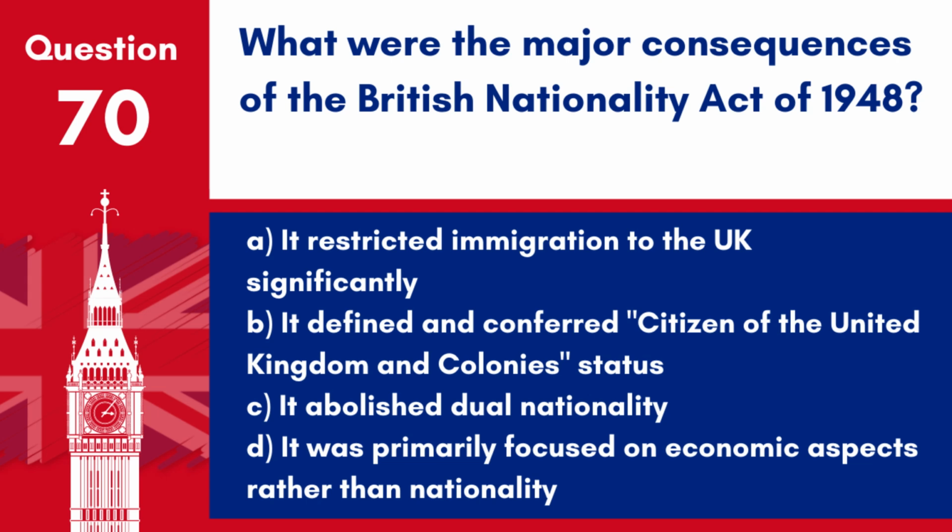A. It restricted immigration to the UK significantly. B. It defined and conferred citizen of the United Kingdom and colonies status. C. It abolished dual nationality. D. It was primarily focused on economic aspects rather than nationality. Answer: B. It defined and conferred citizen of the United Kingdom and colonies status.